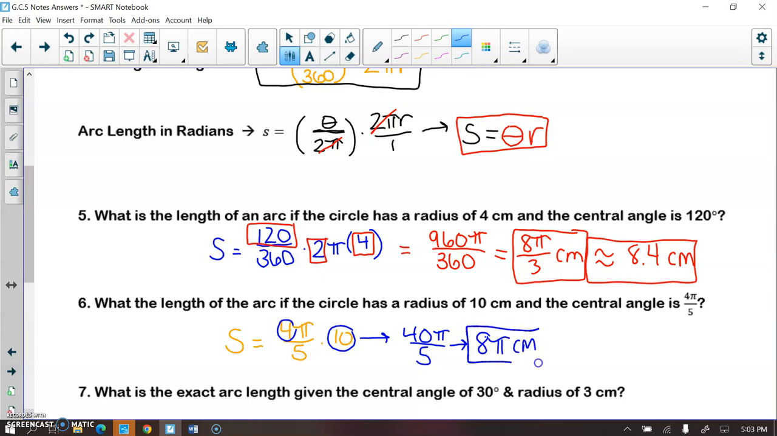This is exact format. If they asked you to round, let's just round to the nearest tenth. You're just going to type in 8 pi using the pi symbol in your calculator, and you get 25.1 centimeters. And that's it.